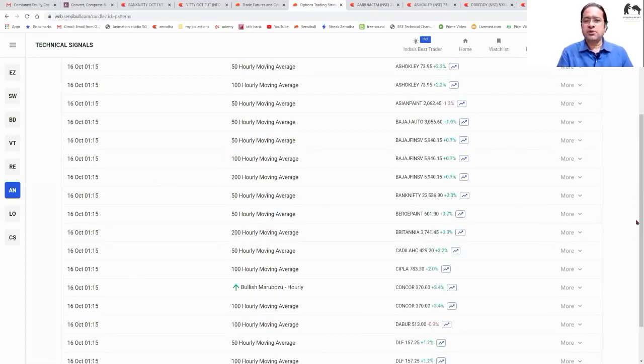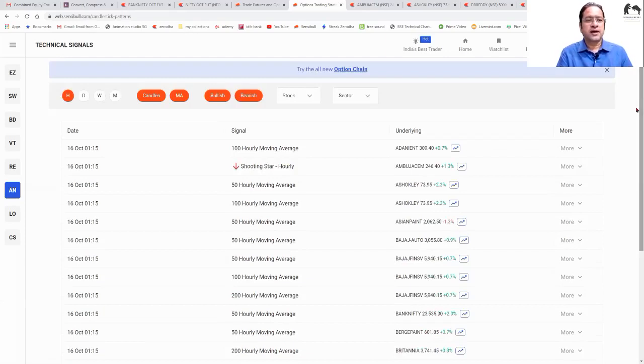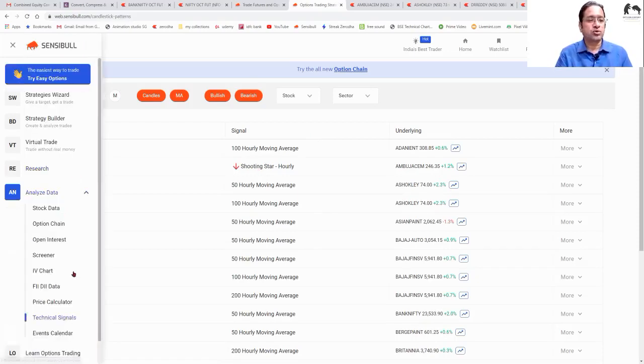So this screen can be used to check various stocks, whether on an hourly or daily chart, where exactly it is trading around the 100-day moving average, or a 100 period or a 50 period moving average, or if there is any particular indication it is showing. So this is how this screening, or the technical signals, can be used.